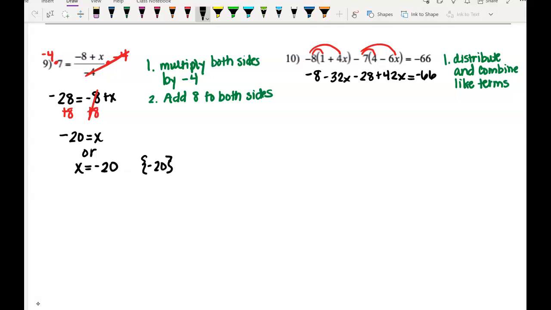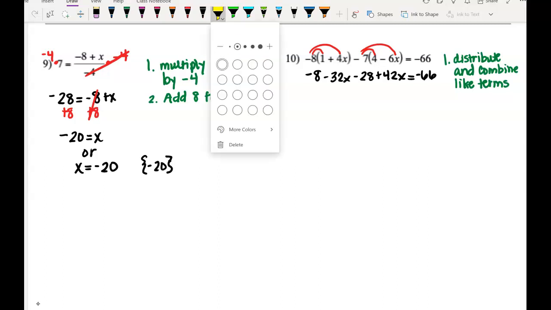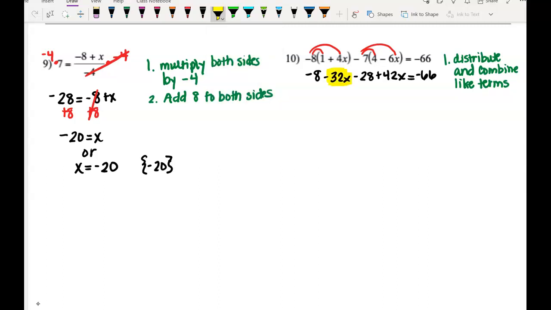Now, as part of that first step, though, we have some like terms. We have negative 32x and positive 42x that we need to combine. So negative 32 plus 42 would get me a positive 10x. And then we have negative 8 plus negative 28 that we need to combine, which will give us negative 36 plus 10x equals negative 66.